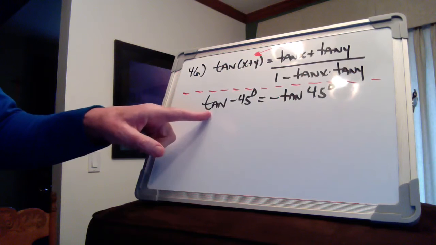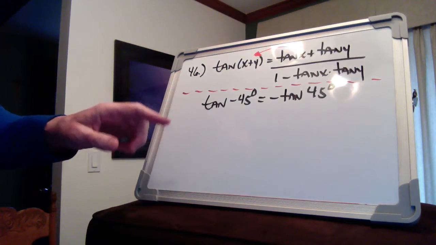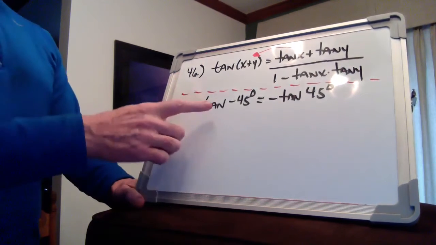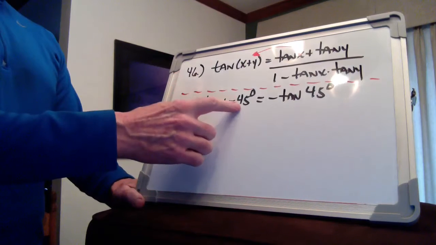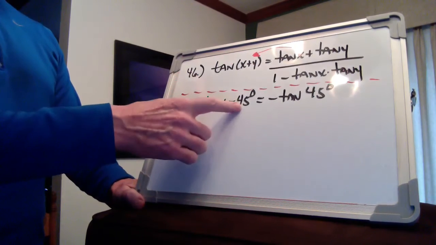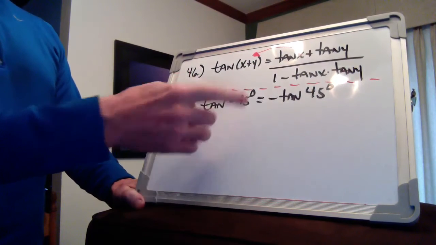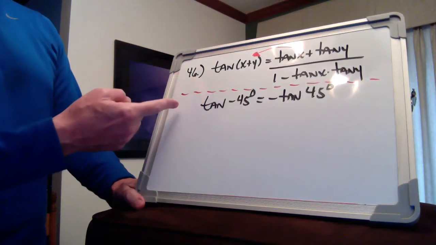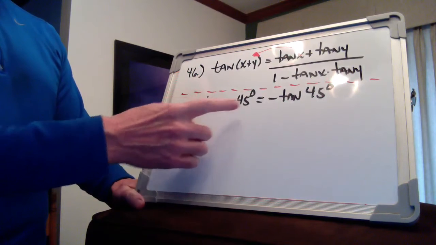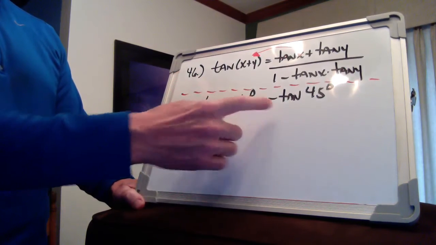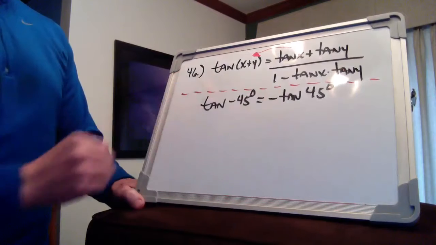The tangent is an odd function. All right, so here I have a simple example. If I'm taking the opposite of 45 degrees, that's my input, then the output becomes the opposite, so then the negative sign comes on the outside. So these are equivalent statements here.